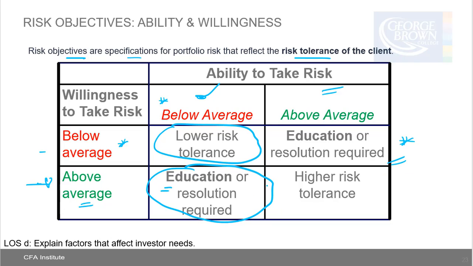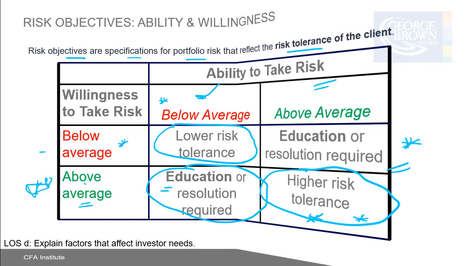Now, of course, in this quadrant, if the client has both the willingness and the ability to take on above average risk, well, then it's going to be a high risk tolerance, and the portfolio risk specifications are going to be for higher risk tolerance. The client has an above average ability to take on risk, and above average willingness to take on risk. And that's why we took on a fairly high risk in the portfolio.